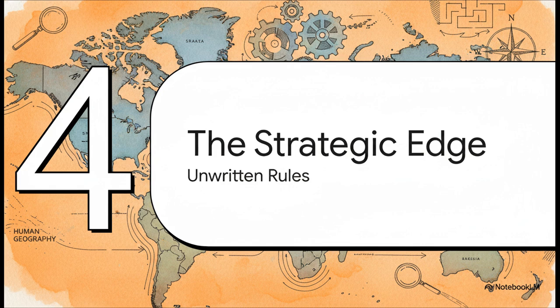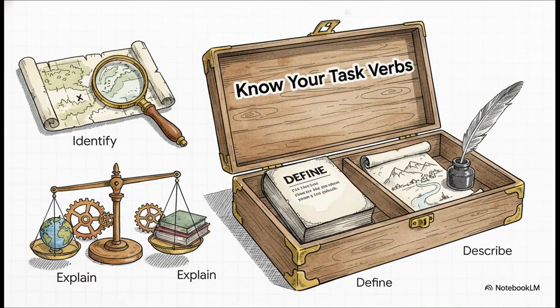Okay, so we've got the basic structure down. But now, let's talk strategy. Because knowing the format is one thing, but understanding the unwritten rules, well, that's how you gain a real edge on this exam. This is so important. You absolutely have to pay attention to the task verbs in the questions. The people grading your test are looking for very specific answers. If it asks you to identify, they literally just want you to name it. But if it says explain, you have to give the why or the how. Getting those mixed up is a super easy way to lose points.